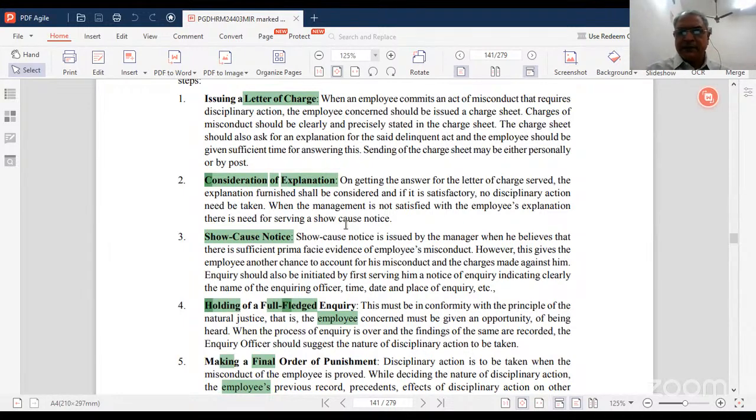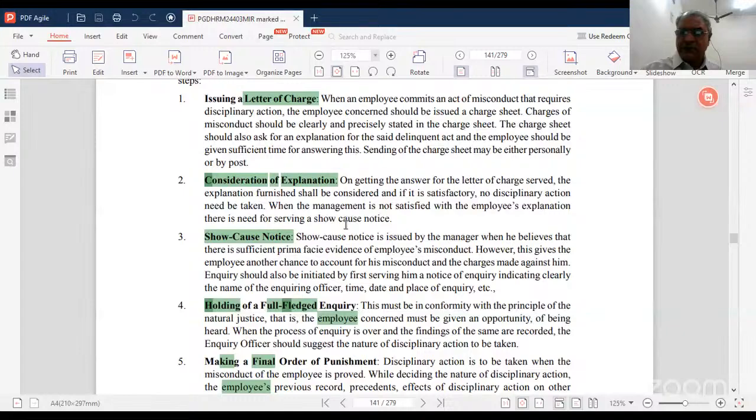Then after that, consider the explanation of the employee. On getting the answer to the letter of charge served against him, if his explanation is satisfactory, or if it gives true and fair information, then no disciplinary action need be taken. When the management is not satisfied or the employee is giving a wrong explanation, then they need to go further and give a show cause notice.